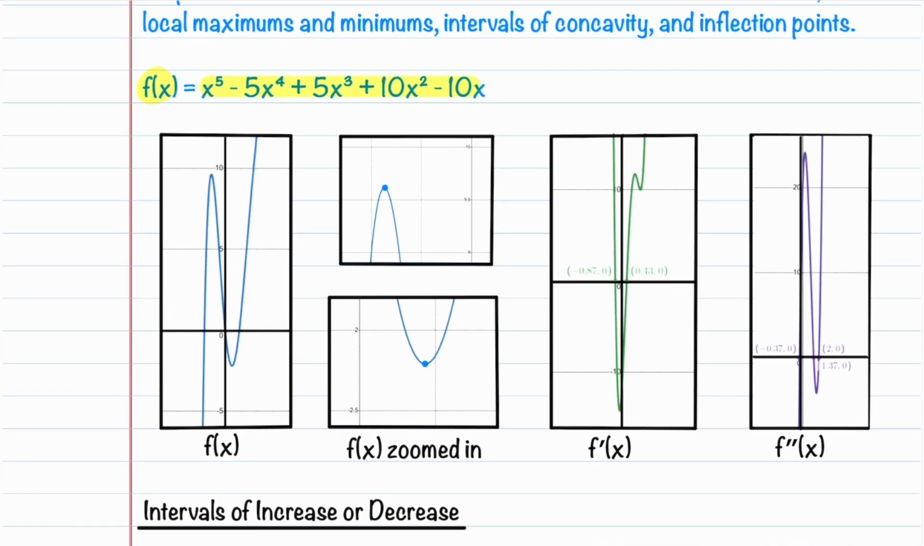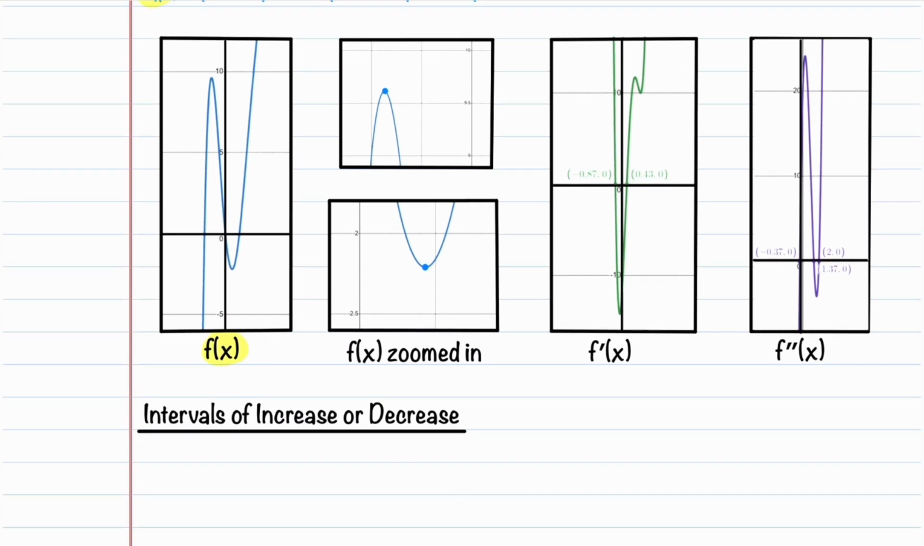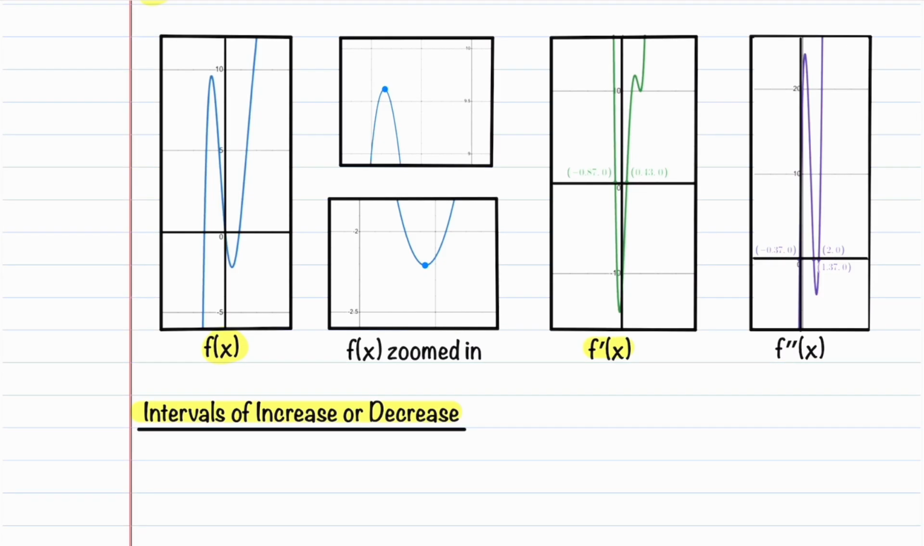I graphed this function using Desmos, a free online graphing calculator. Here's what f of x looks like. The first information that we need to find about this function is where it is increasing or decreasing. To find these intervals, we need to graph f prime of x, and I did this right here.